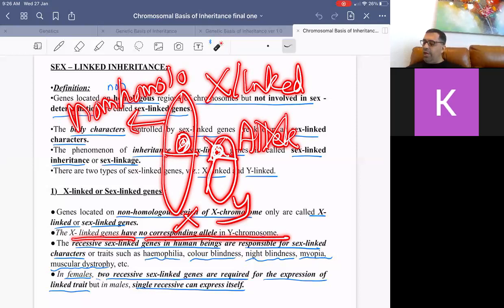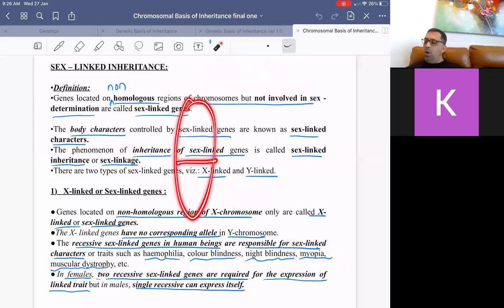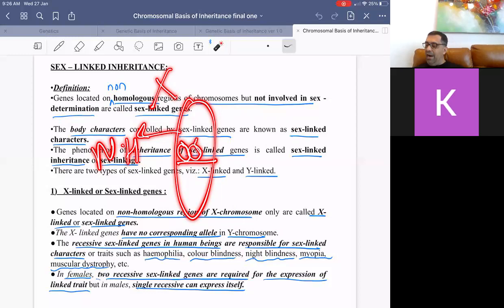And recessive sex-linked genes in humans are responsible for sex-linked characters, like hemophilia, color blindness, night blindness, myopia, muscular dystrophy. So, which diseases are from the non-homologous part of the X chromosome? Check it here. Sir, if clotting factor 8 or clotting factor 9, which is made on the non-homologous part of the X chromosome, is not made, blood will fail to clot, and that is called hemophilia.